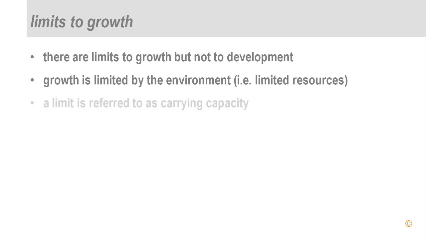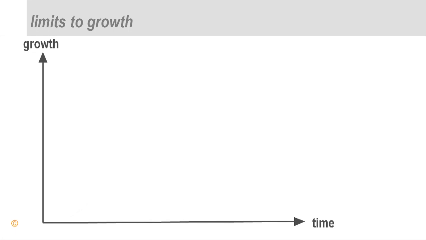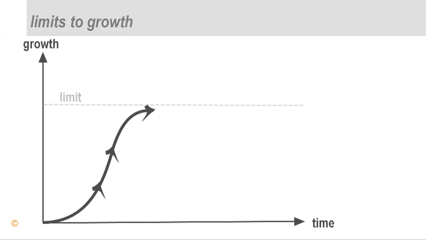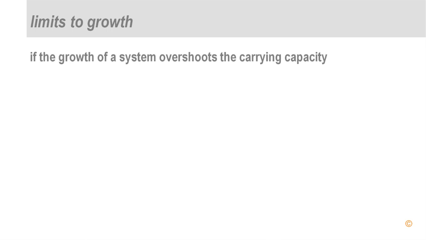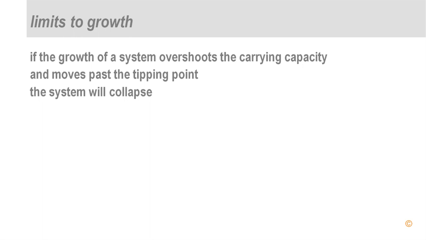Typically, a limit is referred to as a carrying capacity, and we have previously shown the figure of carrying capacity, namely that as a system grows, it will hit a limit, a carrying capacity. If the growth of the system overshoots the carrying capacity and moves past the tipping point, the system will collapse.